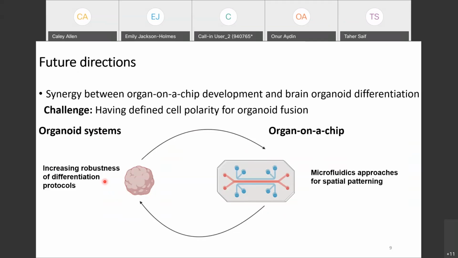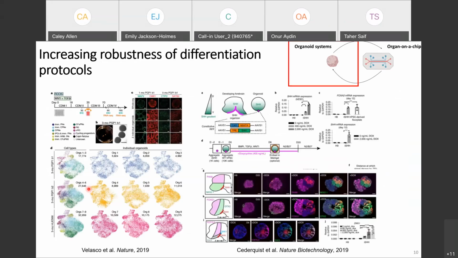So I'm going to give some examples of approaches that have been used so far in addressing these two solutions that I'm proposing, but I'm also curious to hear what the audience thinks in terms of addressing this challenge. For increasing the robustness of differentiation protocols, there are a lot of labs that are currently showing that their differentiation protocol can result in similar cell types or similar diversity in cell types from organoid to organoid, at least with their protocols. And there are a few papers in the literature that have shown that.